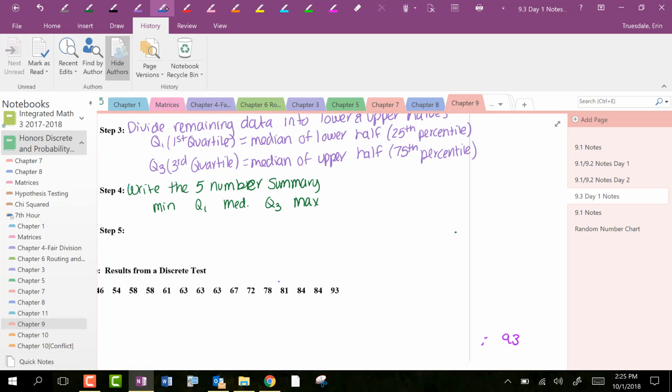Okay, and then step 5, we're going to use the 5-number summary to create a box plot. You guys remember your box and whisker plots from like 4th grade?